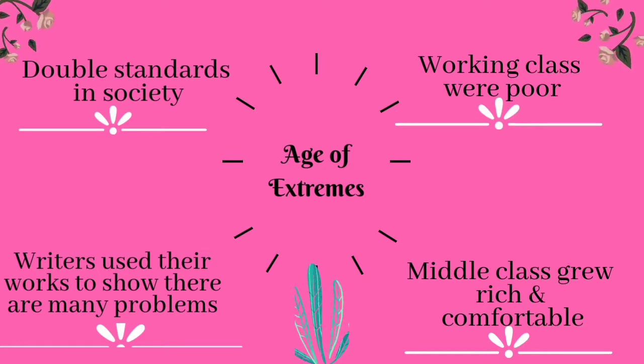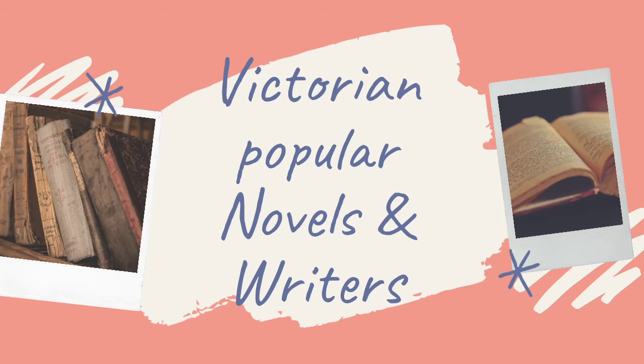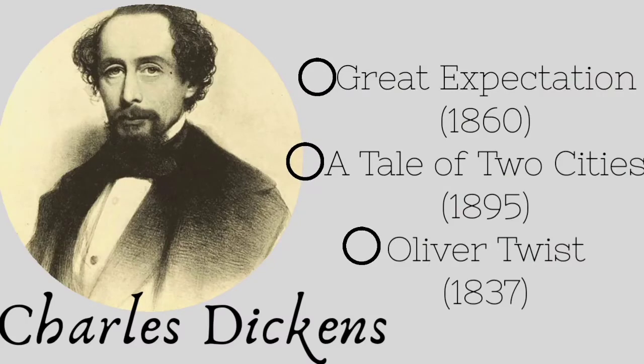Writers used their works to show that although on the surface this was a successful society, below the surface there were many problems. Let's move to Victorian popular novels and writers. The first one we've got is Charles Dickens. Charles Dickens wrote so many novels, but there are 3 novels that are so popular. They are called Great Expectations, A Tale of Two Cities, and Oliver Twist.